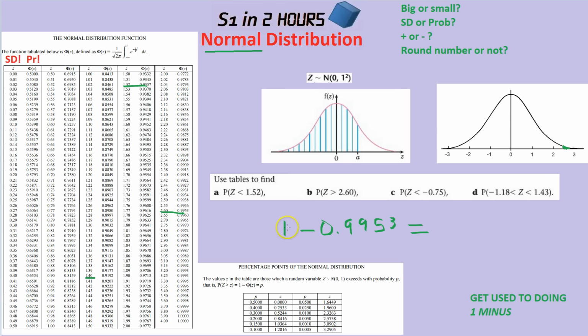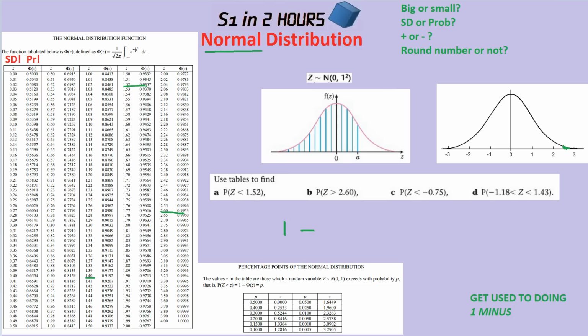How did we know it was 1 minus? Because it said greater than 2.6, and that's a very small area. So it's a little trick that you're going to know it's going to be 1 minus, because we need a very small area, and 0.9953 is a huge area. That's almost the entire thing. This would be 0.0047, I believe, if I've done my maths correctly. Let's do the next question, and again I'm going to erase that so we can get to the next question.